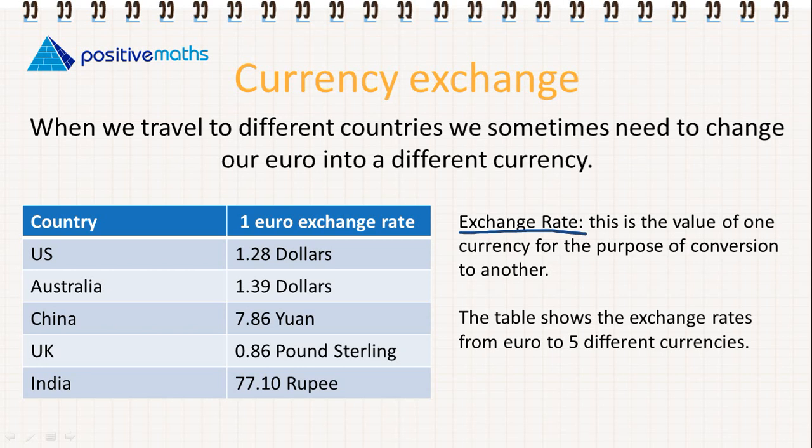The table shows the exchange rates from euro to 5 different currencies. So for example, for 1 euro, we will get $1.28. We will get 0.86 pounds sterling. Okay, so these can change on a daily basis.